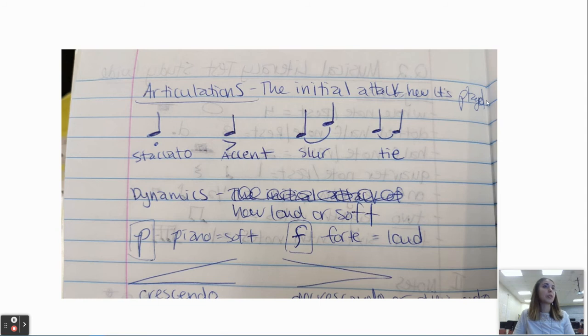So here are some examples of how you could have written in your study guide. You could have drawn your different articulation marks with the definition and then the dynamics, how loud or soft. It's okay if you make a mistake. Even Mrs. Campbell makes mistakes. Piano soft, forte loud, crescendo, decrescendo.